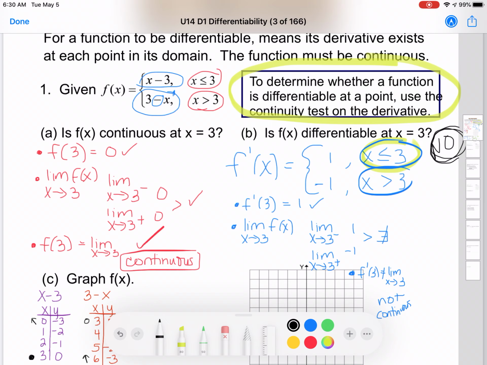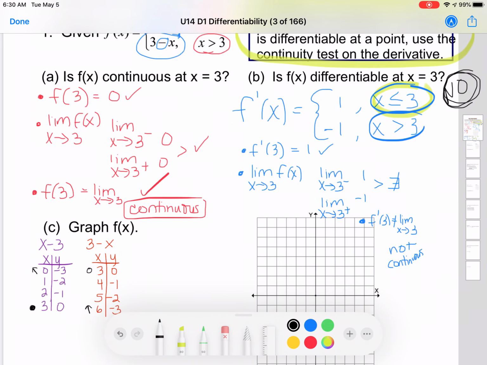All right, so what I want to do is I want to show you why this happened. I want to show you why it's not differentiable at x equals 3, so you can understand what that means. And remember, to be differentiable at a point means you can find the slope of the tangent line. Okay, so watch what happens when we graph this, which is kind of neat.